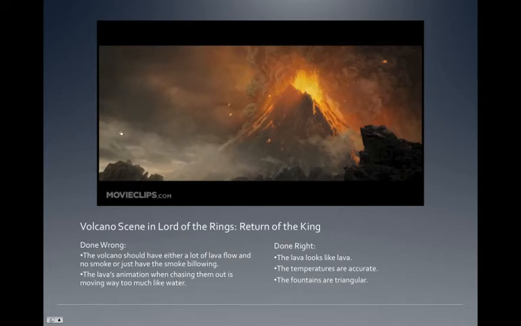And also, the lava's animation when it's chasing Sam and Frodo out of the cave is moving way too fast. It's moving much too much like water. And I think it's more for the sake that lava is relatively slow. You can outrun it. Even though it does move somewhat fast, you still can outrun it. So nothing super dangerous of something you can outrun. So if you make it super fast and you can barely outrun it, then it's a little bit more impending and dangerous. So I get probably the reason why they animated it this way. So let's watch.